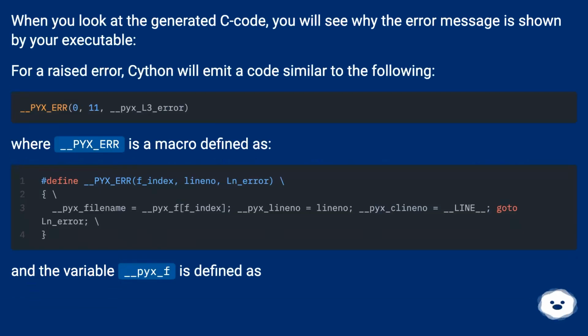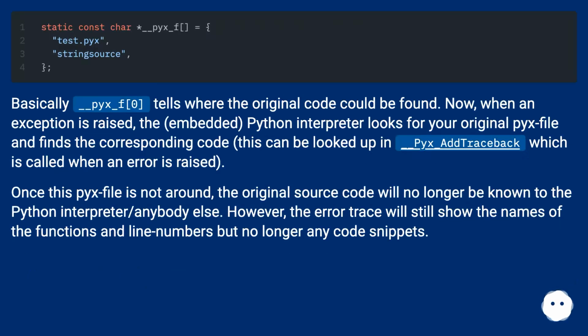When you look at the generated C code, you will see why the error message is shown by your executable. For a raised error, Cython will emit a code similar to the following, where __PYX_ERR is a macro defined as, and the variable __pyx_f is defined as. Basically __pyx_f[0] tells where the original code could be found.